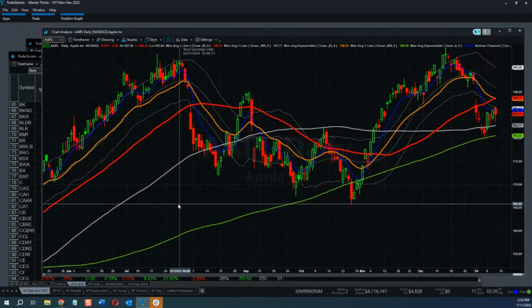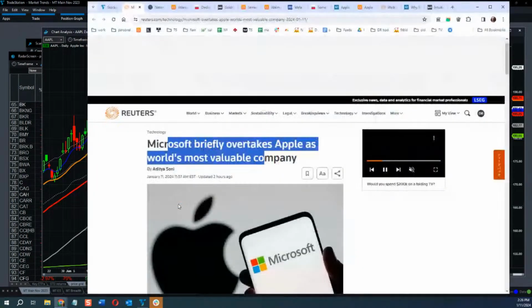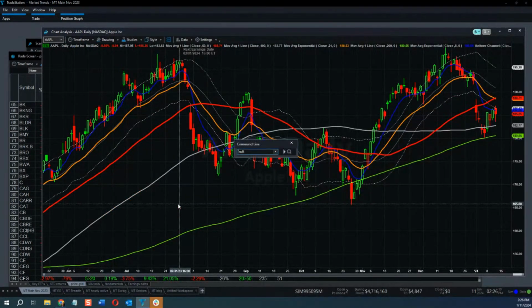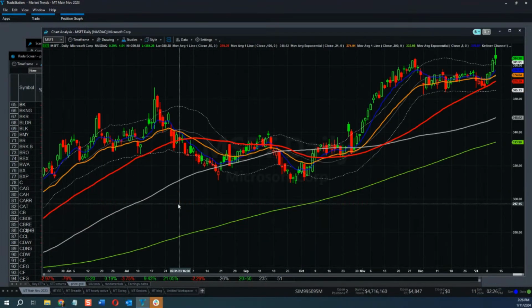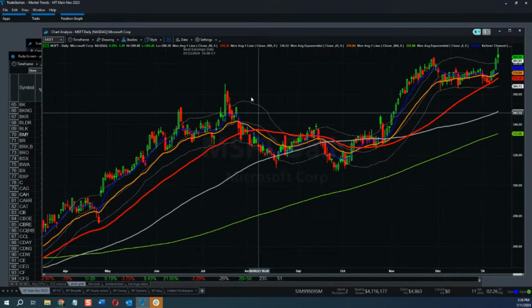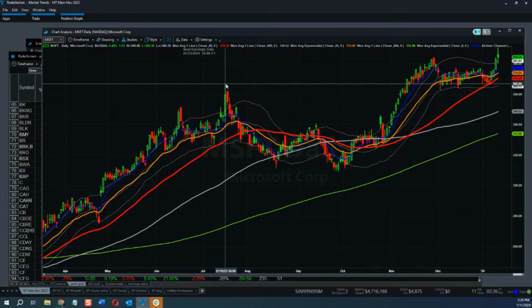They're going to do some AI stuff along the way. But I think the idea of Microsoft overtaking Apple could be an interesting theme in 2024. And the Microsoft chart looks pretty good. There's nothing here that shows any weakness. Look at how it's holding above these levels.